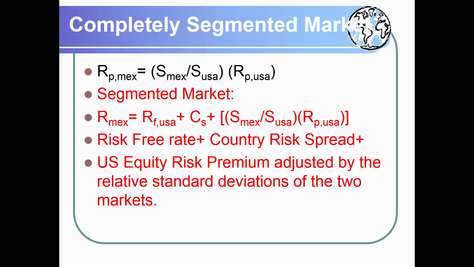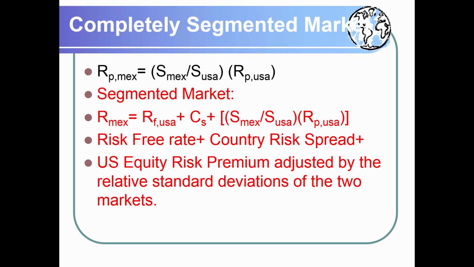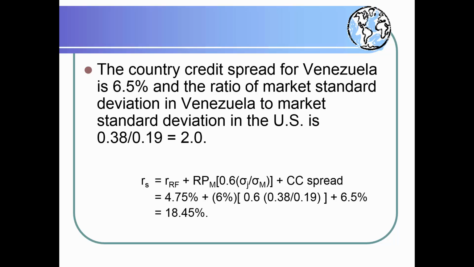Okay. So in a segmented market, the return in Mexico is given by the risk-free rate in the US plus a country risk spread plus a US equity risk premium adjusted by the relative standard deviations of the two markets. So basically here, we are talking about a completely segmented market. Earlier, we talked about a partially segmented market, and here we are talking about a completely segmented market. Okay. So let's look at this case.